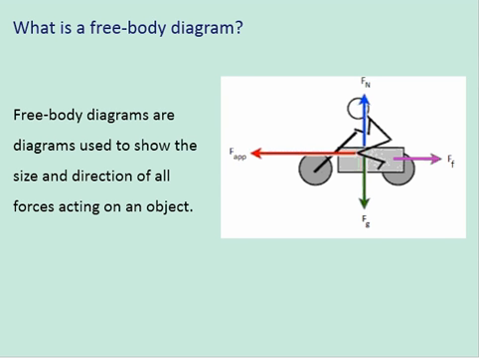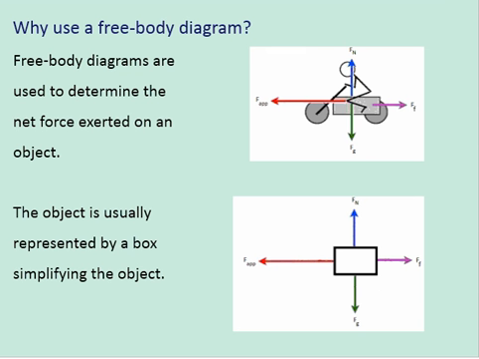So first of all, what is a free body diagram? It's simply a drawing that's used to show the size and direction of all the forces that are exerted on an object. So you can see I have a picture here that has a person riding a motorcycle, and there are several forces exerted on the object. When we want to draw the free body diagram, though, we want to be able to determine the net force. So we want to simplify the drawing as much as we possibly can.